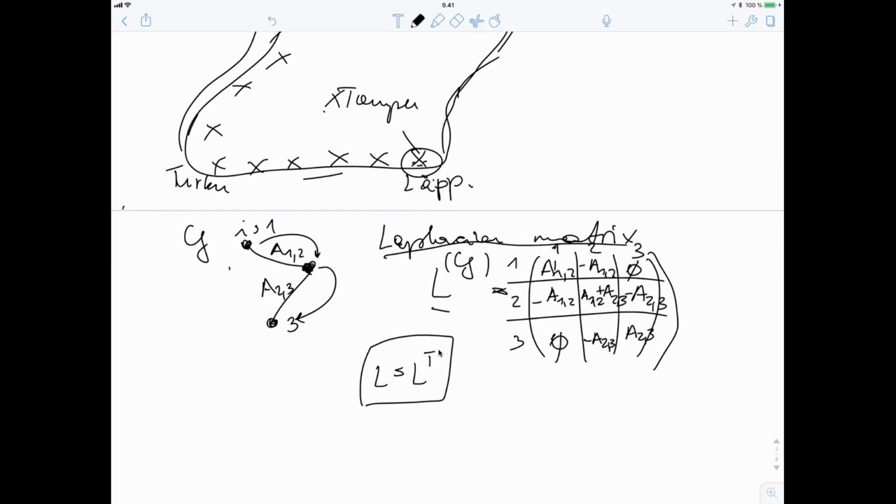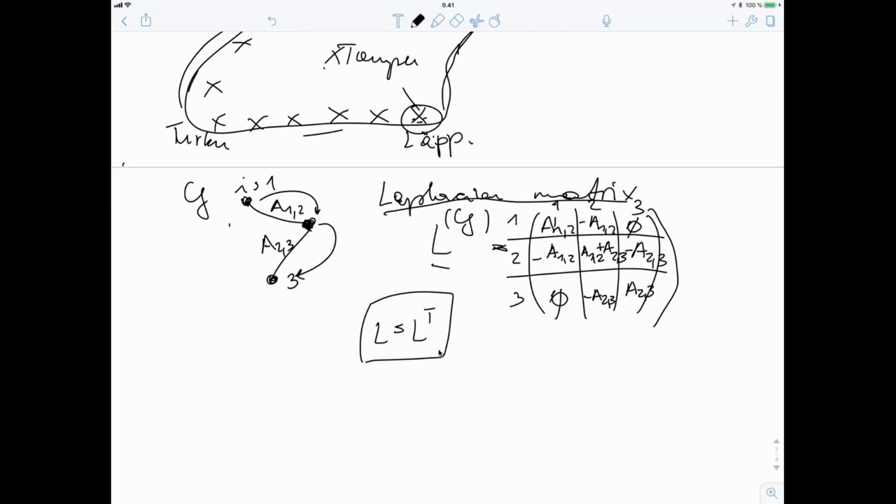So the Laplacian matrix is symmetric, as I said. It has real valued entries. And what can be seen immediately, that the sum over any row is 0. So if you sum the entries in the same row, you get 0. And similar, because it's a symmetric matrix, the same applies to a column. So the sum of all the elements in the same column is 0.